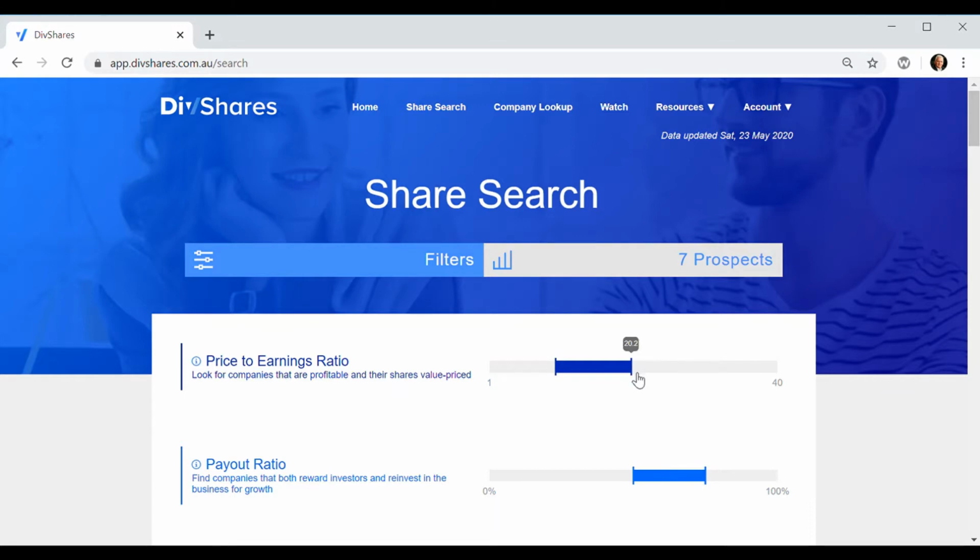As you become more confident, increase the PE to say 20 or 25 to include good companies that are more premium priced. If you happen to forget which way to go with some of these settings, just come across to these information icons on the left and it will give you some ideas on how to adjust each filter.